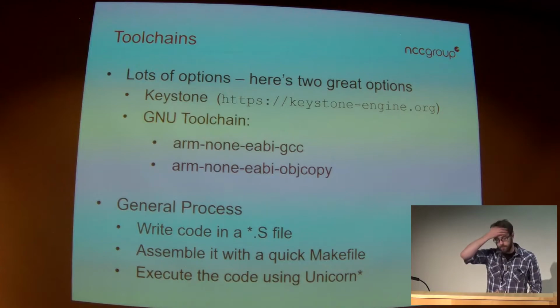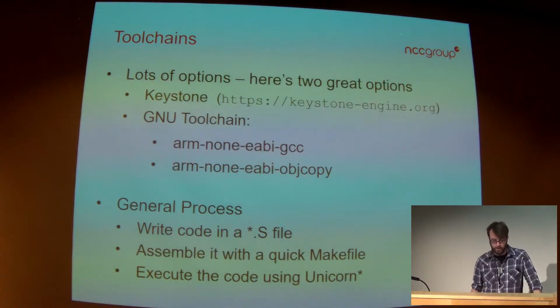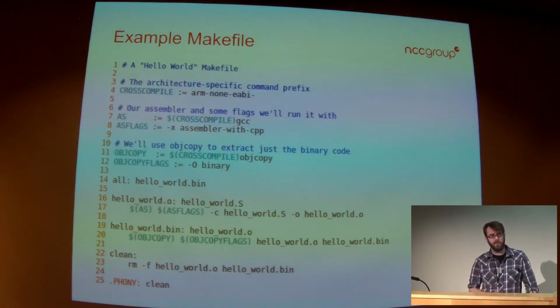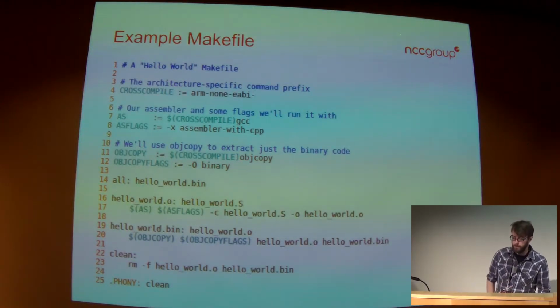So the general process is you write code in a .s file. That's a standard convention, and your editor will syntax highlight it for you. We'll assemble it using a quick Makefile, and then execute it using Unicorn. So I just want to show you a quick Makefile around it. How many people do make or no make? Just perfect. So I'll quickly go through this.